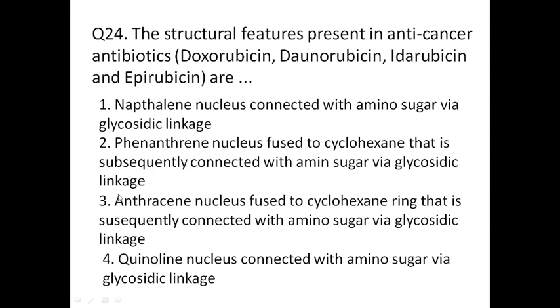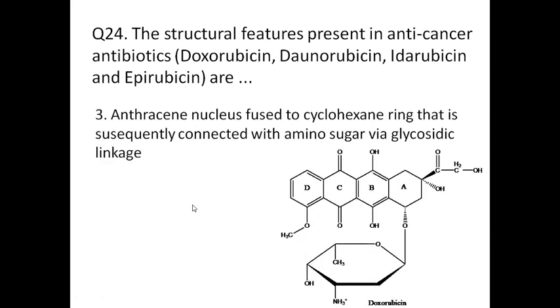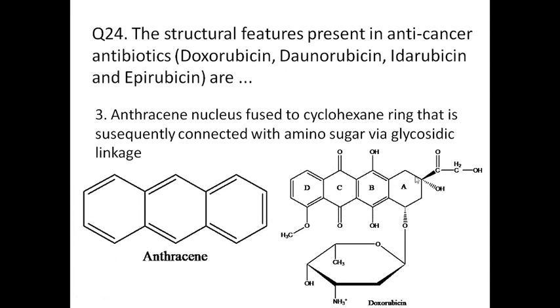The right answer is the anthracene nucleus. These all contain an anthracene nucleus. I have shown here the example of doxorubicin. You can look at these three rings. It resembles anthracene, and here a cyclohexane is attached. This is not actually anthracene, there is some change here. It resembles anthracene, and it is fused with a cyclohexane ring. So point number 3 is the right answer.